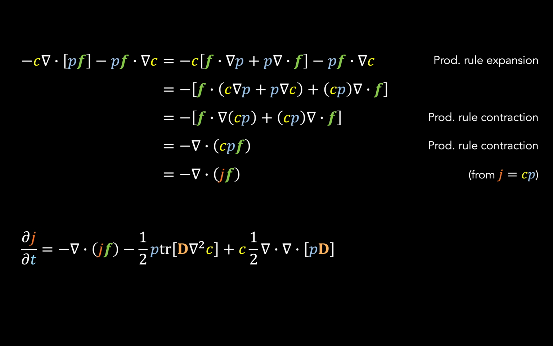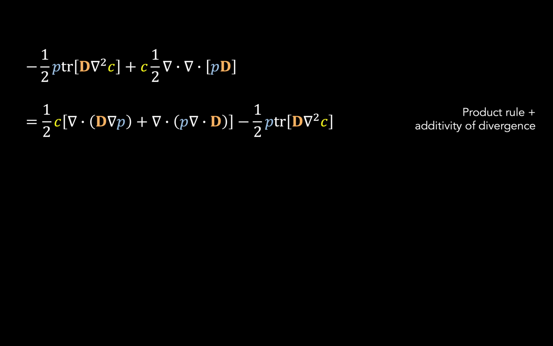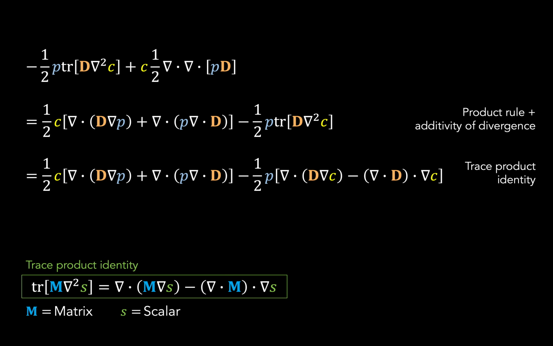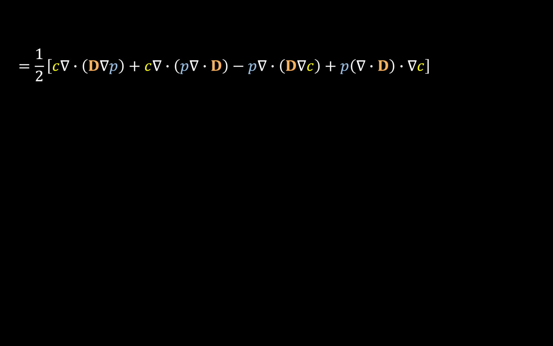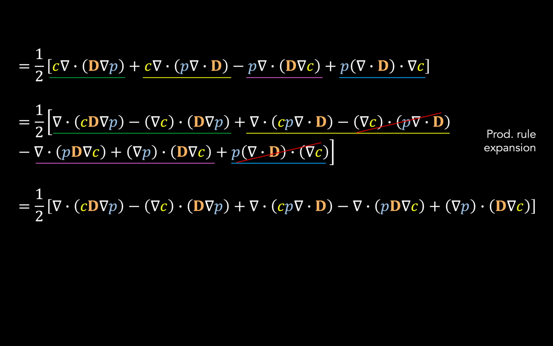So now let's shift focus to our diffusion terms. First, we're gonna expand this double divergence using the product rule. Then we're gonna expand the trace term, and here we're relying on this standard identity, which I've called the trace product identity. And in fact, this identity is just the product rule, but I've packaged it into this form for convenience. So now we can just rearrange our terms like this. Now we can apply the product rule again on 3 of our terms, then cancel out these 2 terms, and we end up with this.